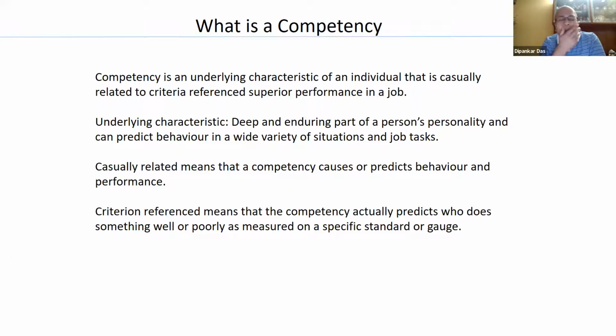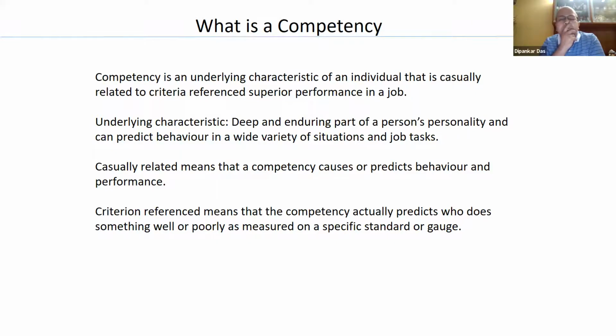Okay. Priyanka, would you like to read this? Yes. What is competency? Competency is an underlying characteristic of an individual that is usually related to criteria referenced superior performance in a job. Underlying characteristic: a deep and enduring part of a person's personality that can predict behavior in a wide variety of situations and job tasks. Causally related means that a competency causes or predicts behavior and performance.